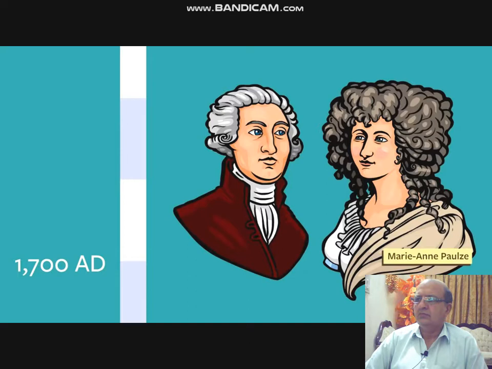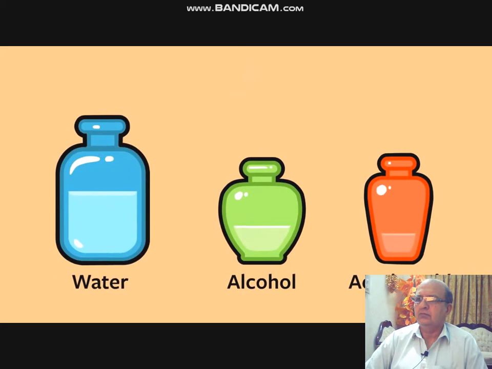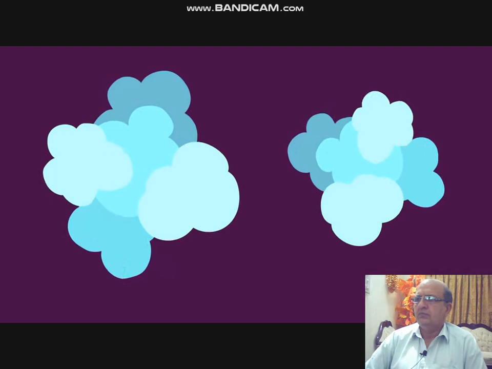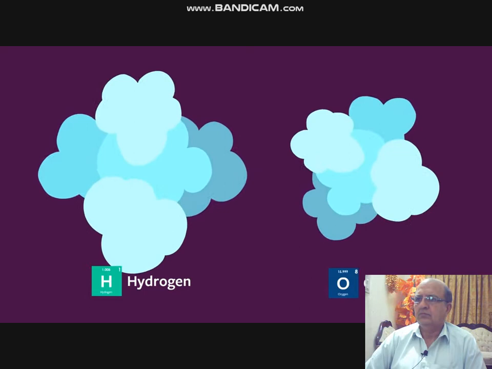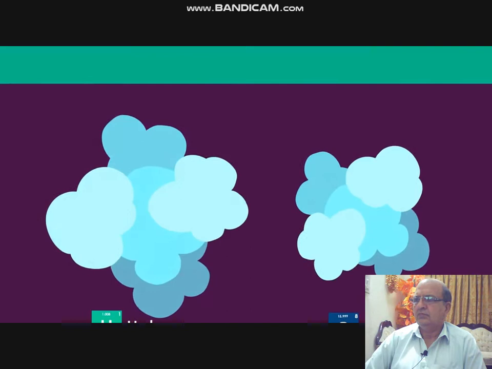In the 1700s, a French husband and wife scientific duo, Marianne Poltz and Antoine Lavoisier, studied and built upon the work of their Arabic predecessors. They found that certain pure substances could be broken down even further through chemical reactions. Water, for example, can be boiled into steam, which is still water, but it can also be split into two pure gases, hydrogen and oxygen. No matter how hard the couple tried, however, they could not reduce oxygen or hydrogen into simpler gases. They concluded that the gases must be elements.